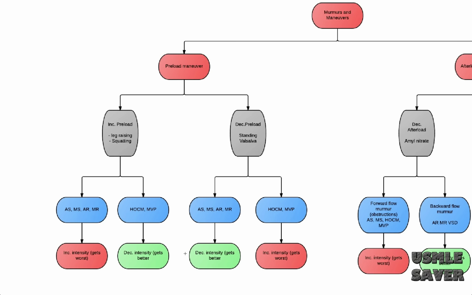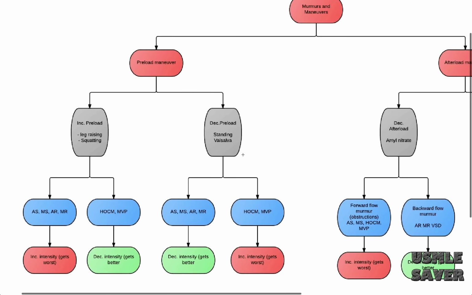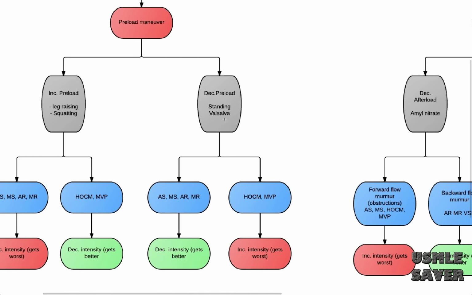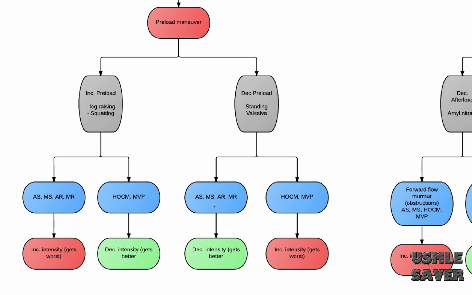Now let's move on to the decrease in preload, which is due to standing, Valsalva, or anything that decreases the venous return. For these maneuvers, first and second group of murmurs have opposite effects compared to increase in preload because you have opposite hemodynamic changes in the patient's heart. So the first group of murmurs, which are aortic stenosis, mitral stenosis, aortic regurgitation, and mitral regurgitation, decrease in intensity, which means they get better as preload is decreased.